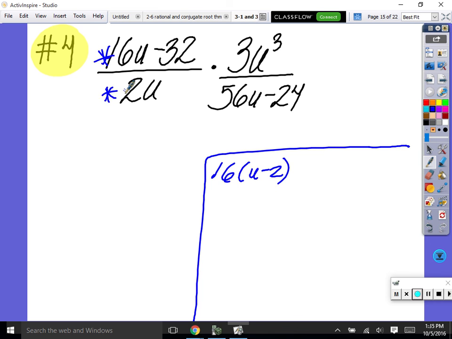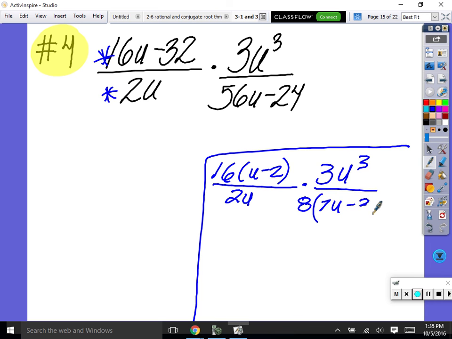Now that piece we're good, so we have a 2u, and then we're multiplying by 3, and then u cubed, and that's factored technically. In common here is an 8, correct? And left is 7u minus 3. Okay, we factored it. Now we'll divide out exact factors only.